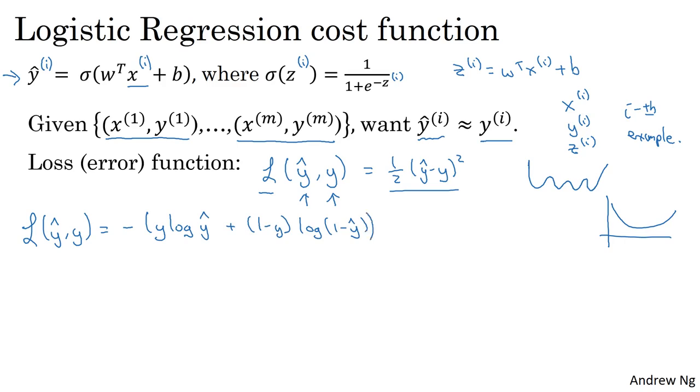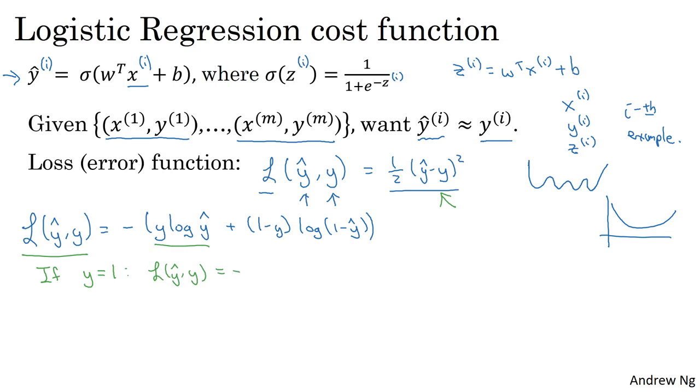Here's some intuition for why this loss function makes sense. Keep in mind that if we're using squared error, then you want this squared error to be as small as possible. And with this logistic regression loss function, we'll also want this to be as small as possible. To understand why this makes sense, let's look at the two cases. In the first case, let's say y is equal to 1, then the loss function of y hat comma y is just this first term, right?